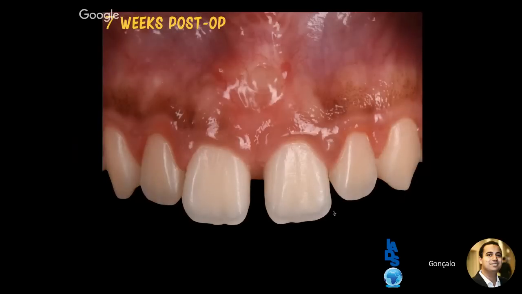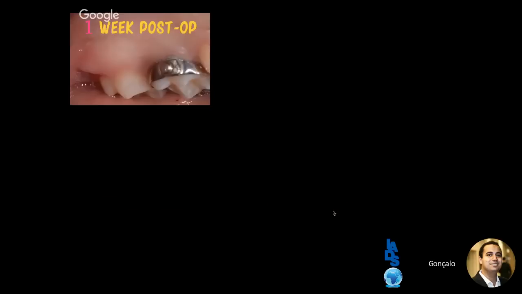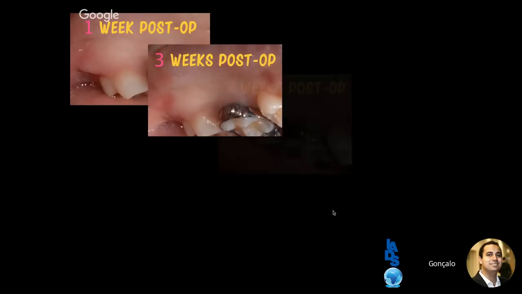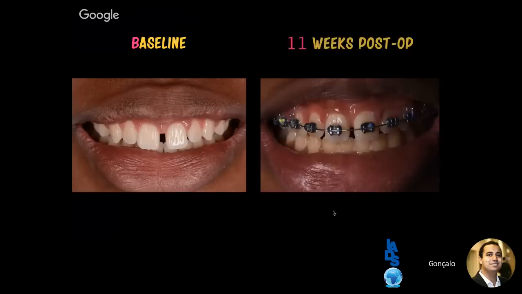If you take a look at 7 weeks, you can start to see the keratinization in the area where you previously had the mucosal frenum. And at 11 weeks, when my colleagues started doing the orthodontic treatment, you can see also that the tuberosity heals very fast. At 1 week, it's almost healed, and this heals very fast without any problem. So from baseline to 11 weeks, you can see that we were able to do our frenectomy without causing any scar, especially because the patient has a high smile line.